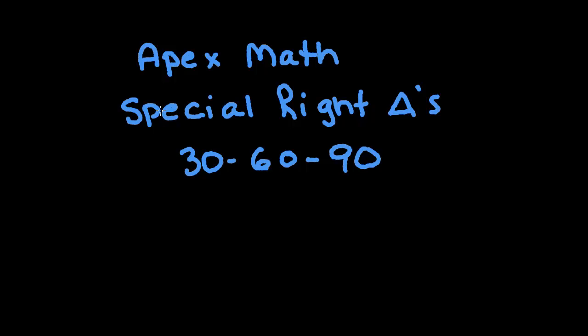Today we are going to look at special right triangles 30, 60, 90. Previously we have done 45, 45, 90 right triangles. So in this case we are going to do the 30, 60, 90 right triangles. So if here's our triangle, and this is the 90 degrees. And let's make this one 60 degrees and this one 30 degrees.